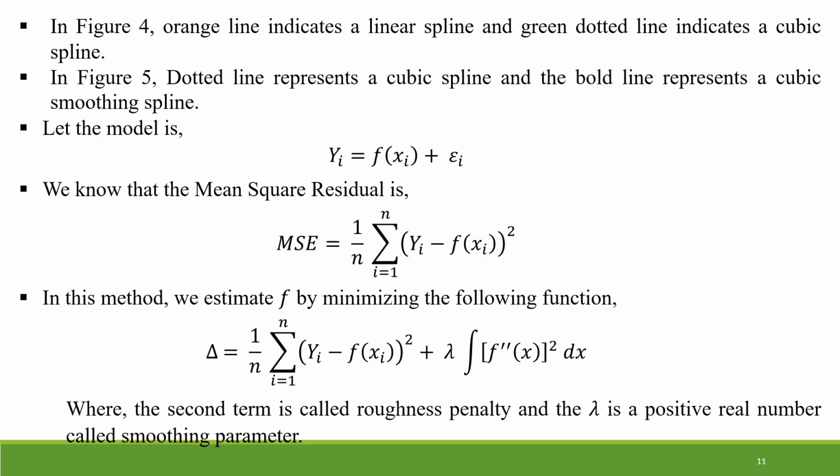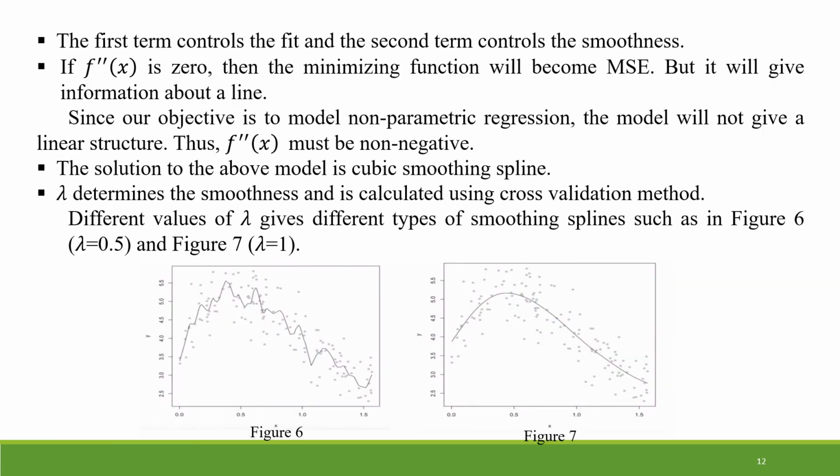Let us consider the model yi is equal to f of xi plus epsilon i. We know that the mean square residual is MSE equal to 1 by n summation i from 1 to n of (yi minus f of xi) the whole square. Now we can estimate f by minimizing the function, where the second term is called the roughness penalty and lambda is a positive real number called the smoothing parameter, and the first term is the MSE. Here, the first term controls the fit and the second term controls the smoothness.